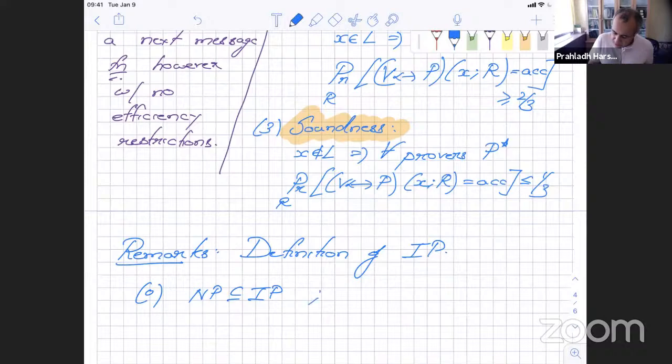BPP is also in IP, in which there is no prover at all. The verifier tosses random coins, and based on those random coins already decides the answer. It doesn't ask a prover a question at all. That's BPP. So IP captures both NP and BPP. But now, the question is, does it have more things than that? We already saw that it has graph non-isomorphism sitting inside it, which is something which I don't know is in NP, but we saw a very efficient two-round interactive proof for graph non-isomorphism.